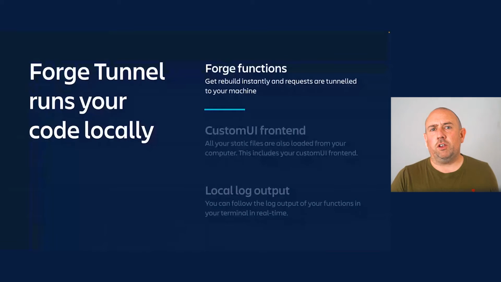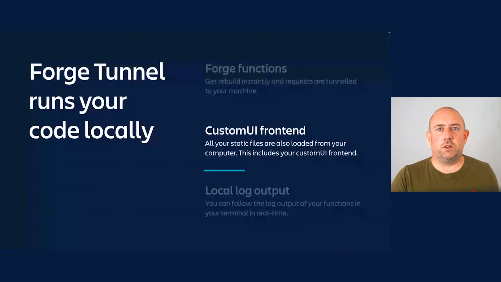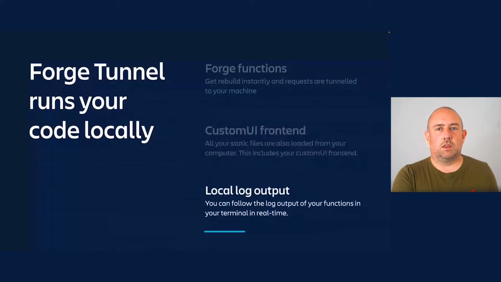And whenever you make a change to the Forge code, it gets rebuilt instantly, which is good. It's really, really cool. And when we have a custom UI frontend, we can just rebuild it locally. It creates static files, and those static files are now loaded from your computer via Forge. So no more deployment. And as an added bonus, you get local log output. So your Forge functions actually write to your local console and let you know what's going on.